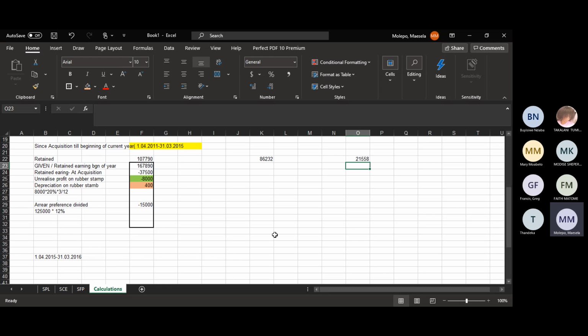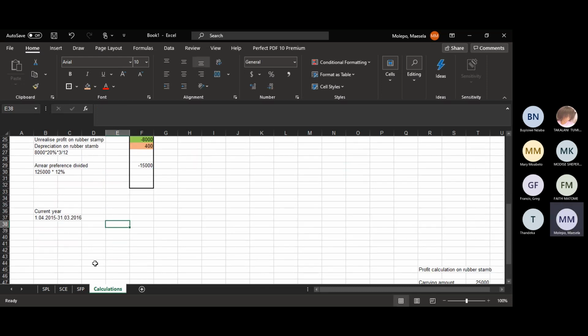Then we go to the current year, which now fits here. So on the current year, when you read the last adjustment, number 11, they say you may assume that the profit for Hadebe is estimated as 115,110. So now you can say profit for the year sitting at 115,110.